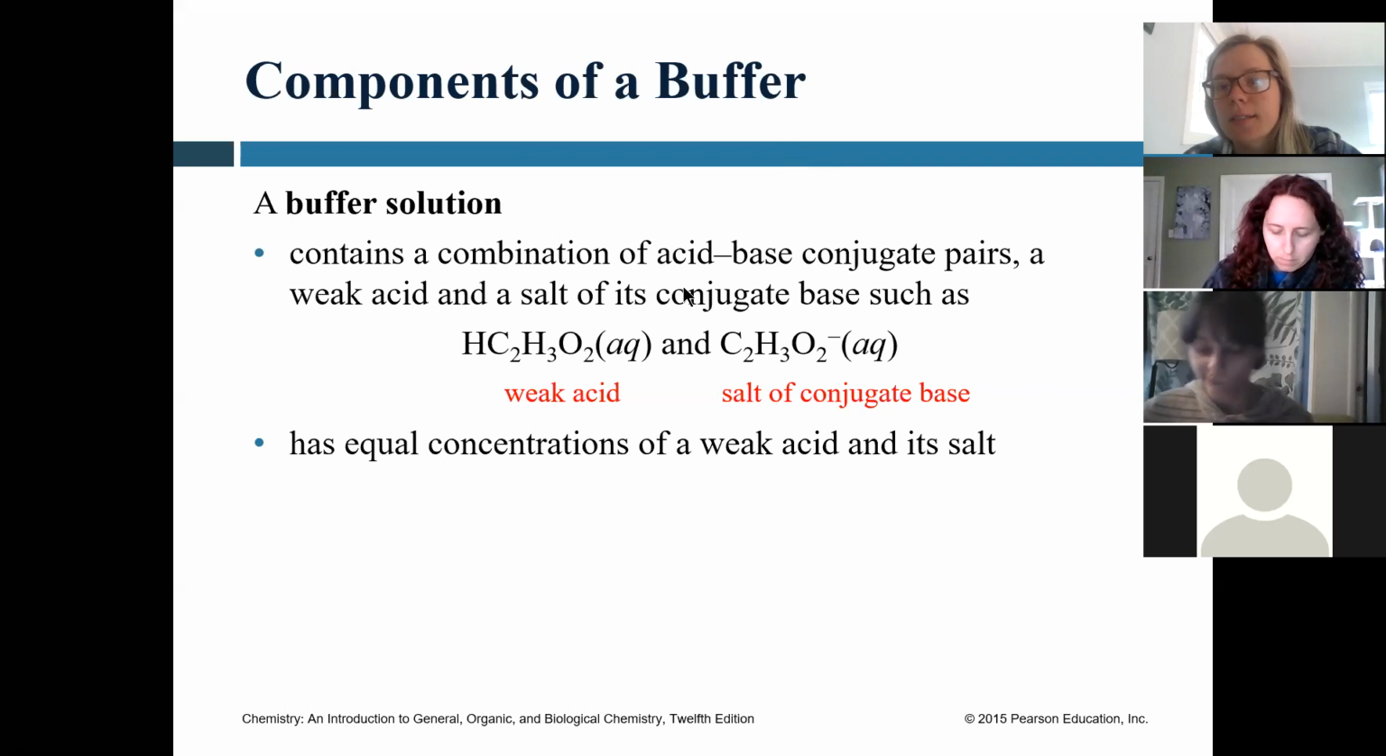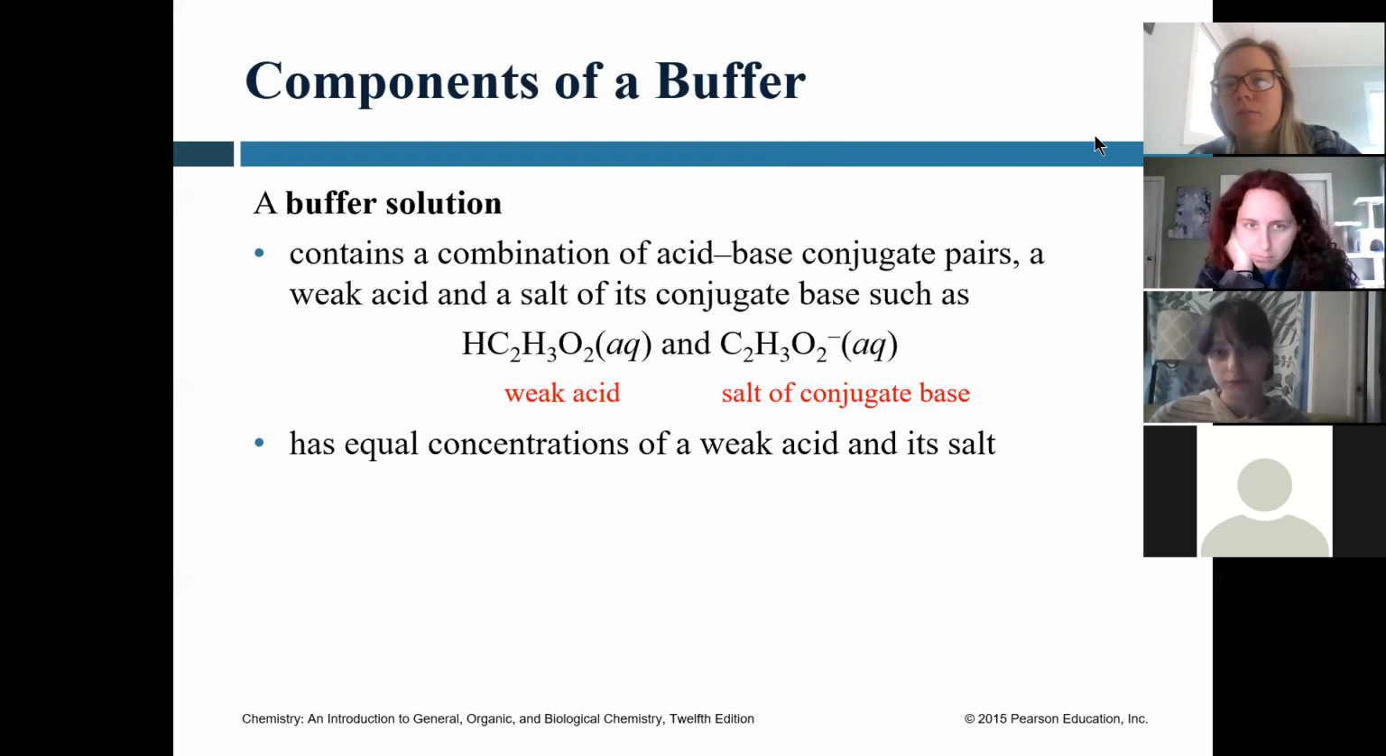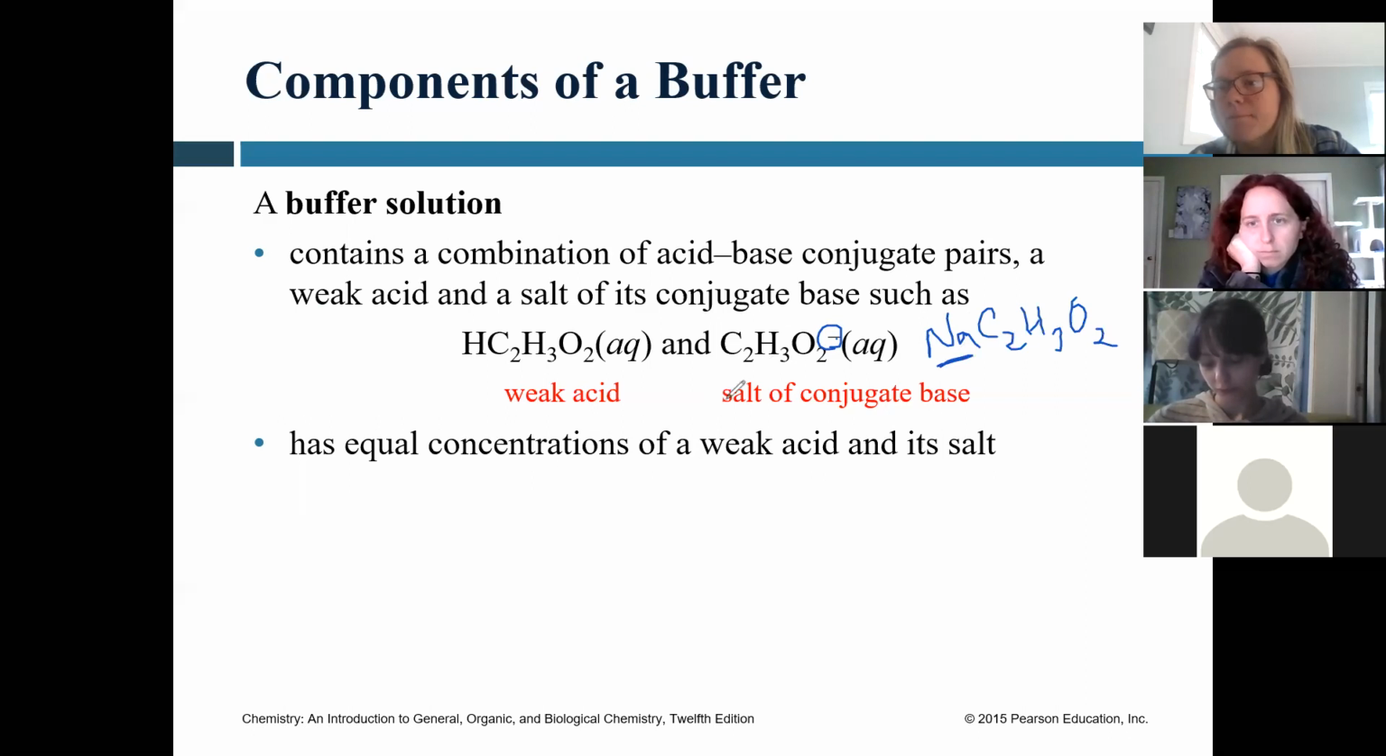So this is a good example of a buffer solution. It's got an acid-base conjugate pair, okay? So it's usually some sort of weak acid and a conjugate base, and sometimes they call it the salt of the conjugate base, because this has a charge on it. So real easily, instead of writing it like this, I could write it as NaC2H3O2, like a salt, a metal stuck itself on top of that to make a salt. You have equal concentrations of the weak acid and its salt.